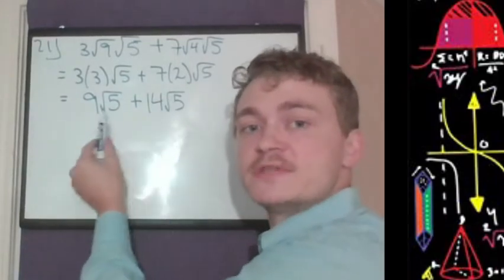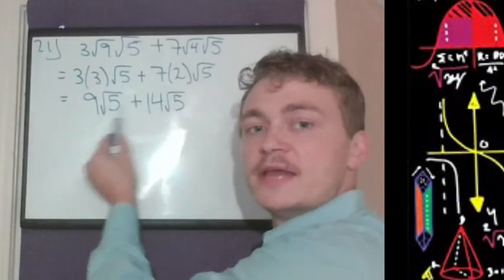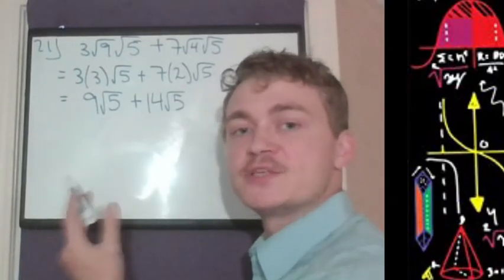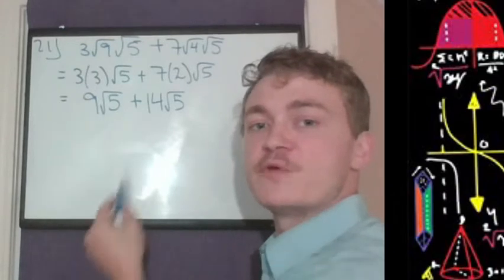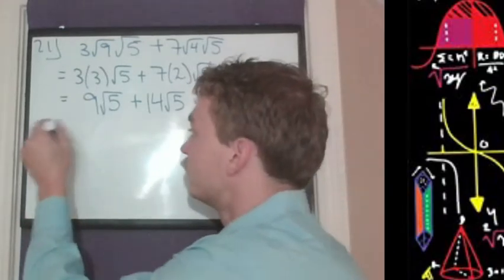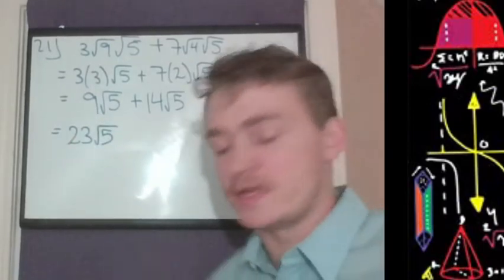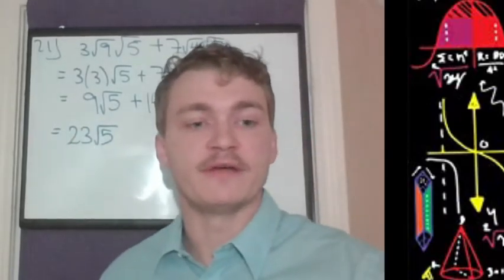Each of our radicals here have the same radicand, and they are under the square root sign, therefore their root is 2. How many square roots of 5 do we have? 9 plus 14 is 23, giving us 23 square roots of 5.